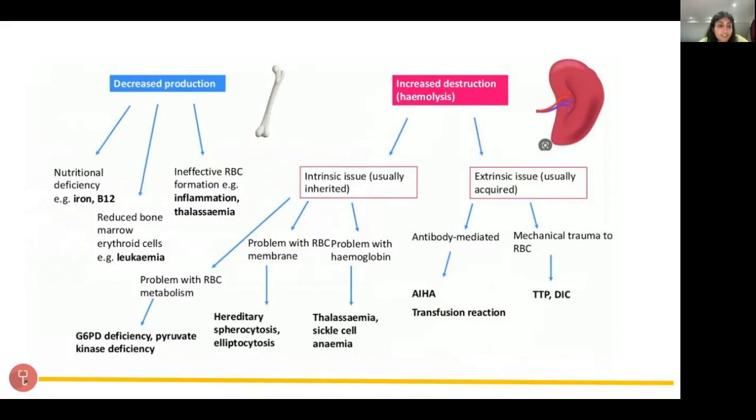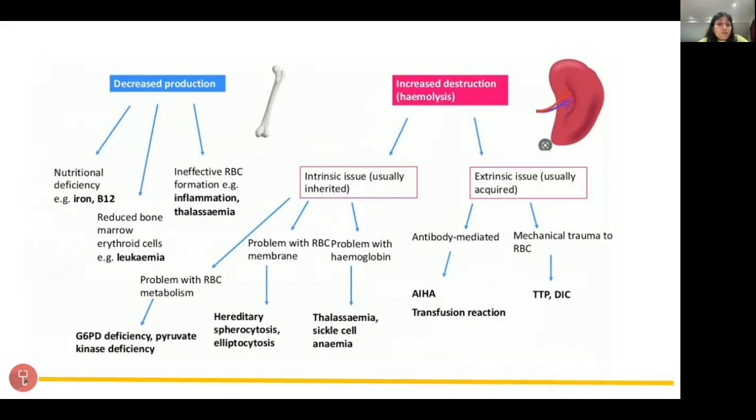And then this is a nice schematic to show you causes of decreased production and increased destruction of your red blood cells. If we start with the left-hand side, things that cause decreased production. You've got your nutritional deficiencies, that can be iron, B12, folate. And then also reduced bone marrow. If you get bone marrow infiltration with things like leukemia and lots of white blood cells, that stops your bone marrow from being able to produce all the other cell lines. So you might get low platelets, low red blood cells, but obviously a very high white blood cell count because of the leukemia.